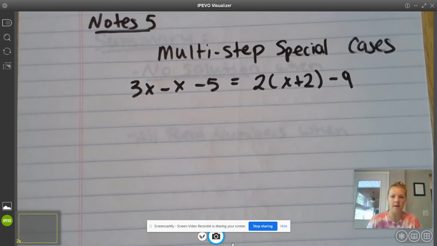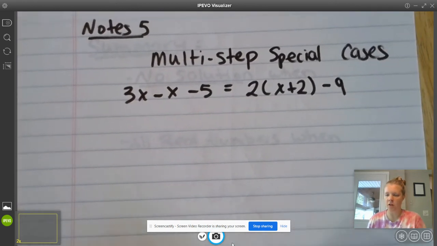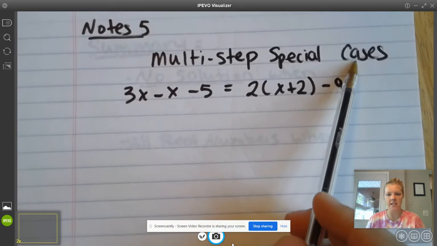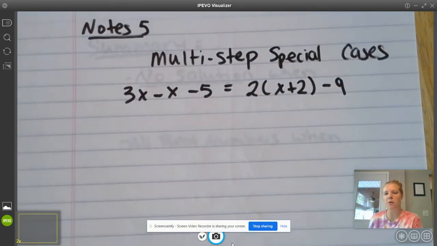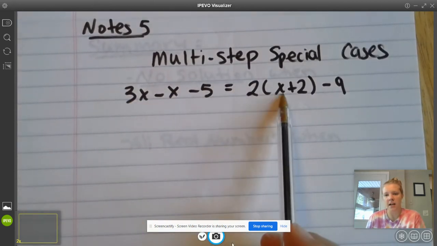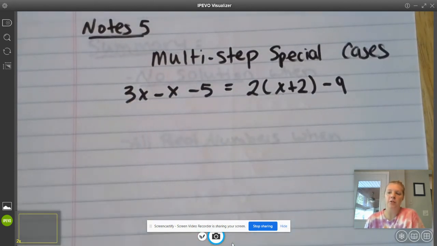Hello again. Today we're going to take Notes 5 called Multi-Step Special Cases. We've been working on solving multi-step equations for a couple of days now. Again, a multi-step equation is when you have variables on both sides of the equation and you have to do lots of steps in order to find out what x is.